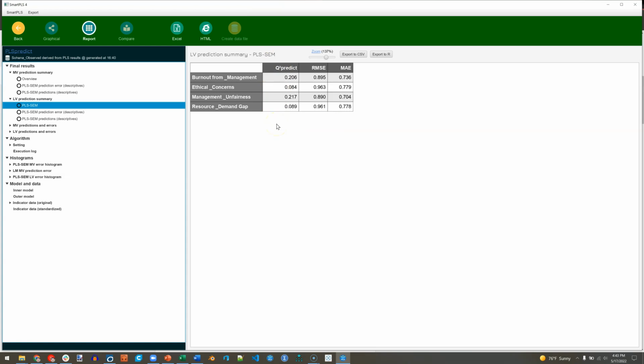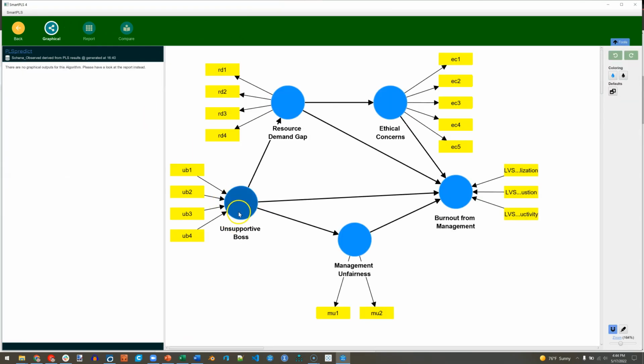Again, all values should be above zero. And if they are, that means we are doing good at predicting these variables. We're doing particularly well at predicting management unfairness and burnout from management. Those are the highest values there. Notice our exogenous latent construct, which we can see over here as unsupported boss, does not have a Q squared because it is not being predicted by any other latent factors. Well, I hope that helps.